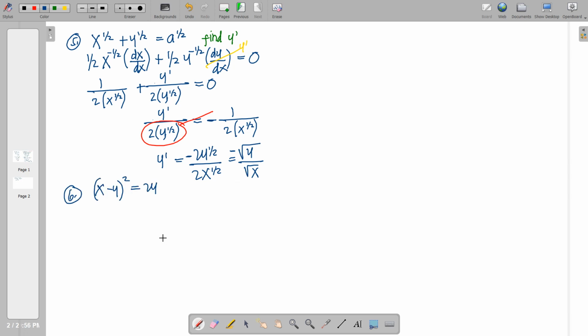So let us have number 6. Again, we will find y prime. So the left portion is obviously in the form of the power formula, wherein we'll just execute n u to the n minus 1 times du. So doing that, we have this expression and then we apply the chain rule, differentiating now the inner term dx over dx minus y prime, and then the constant times the variable becomes dy over dx.